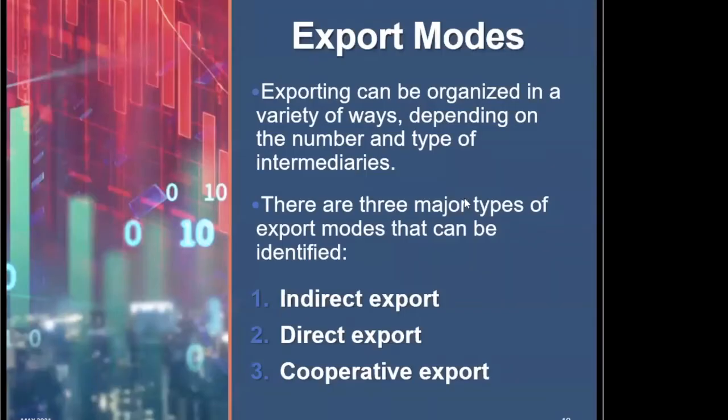On the export modes, we can talk about three main types of exports. The first one being indirect export, the second one being direct export, and then the third one being cooperative export. We'll take each of these one after the other and break them down, starting from indirect export. But before I move on, I hope everyone is okay and you understand what we have discussed so far.